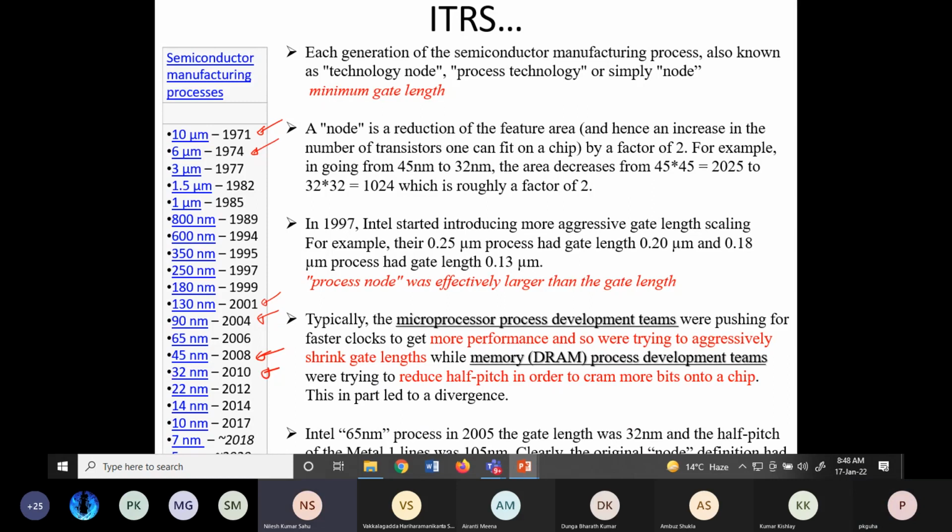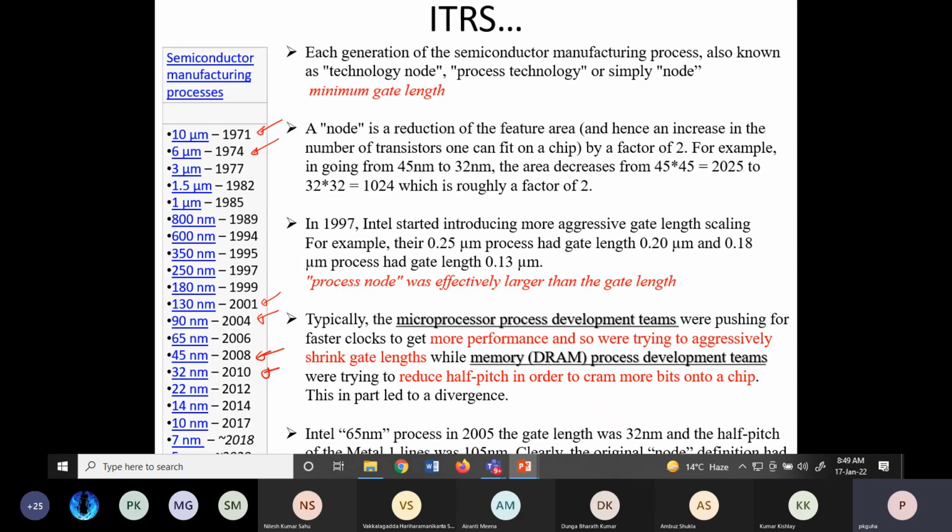Like we are decreasing the area by 0.5, so the length is decreasing by 0.7. So 130 into 0.7, approximately 90. Right. So you see, we are reducing the area, making it half, right? Every 2 years, every 18 to 24 months, so that we can make the density double, right?